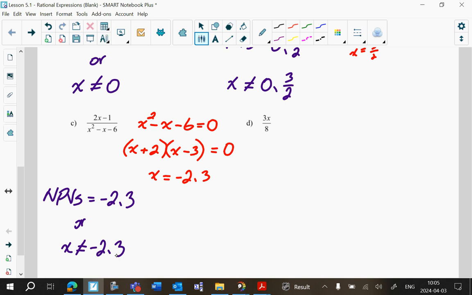How about D? What's different about D than the other 3? Yeah, there's no variable in the denominator, which means there's nothing that will make the denominator 0, because the denominator is always going to be 8. Okay, it'll change the numerator, whatever you plug in for x, but it's always going to be divide 8. So there's no NPVs. Everything is good.